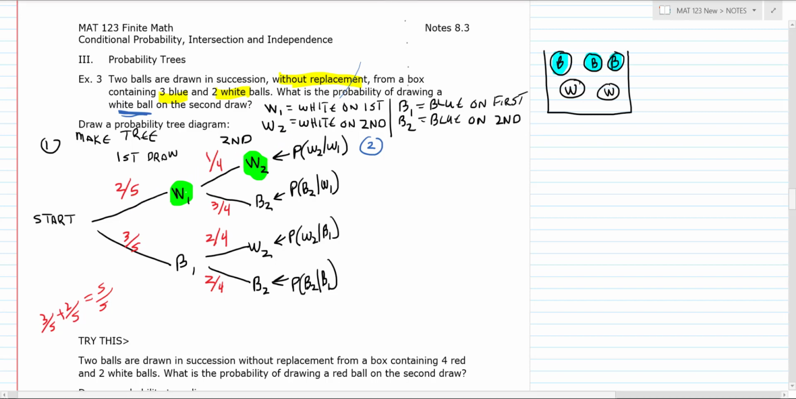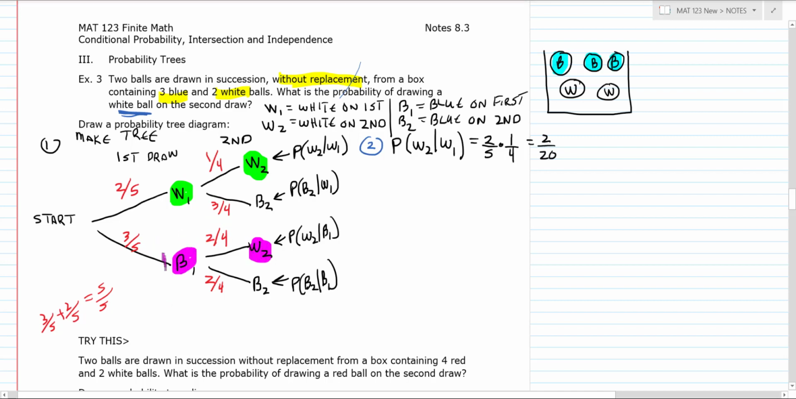So we'd need to figure out the probability of getting a white on the second, given that we had a white on the first. Well, that would be the product of these 2 probabilities, so that would be 2/5 times 1/4. That would be 2/20. I'm not going to reduce until the end of this problem. The other way to get a white on the second draw is to go this route.